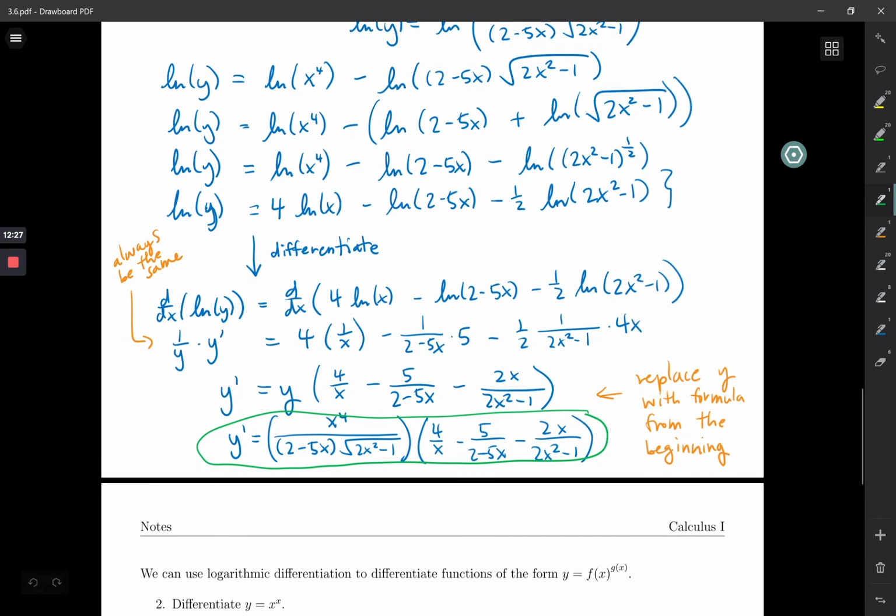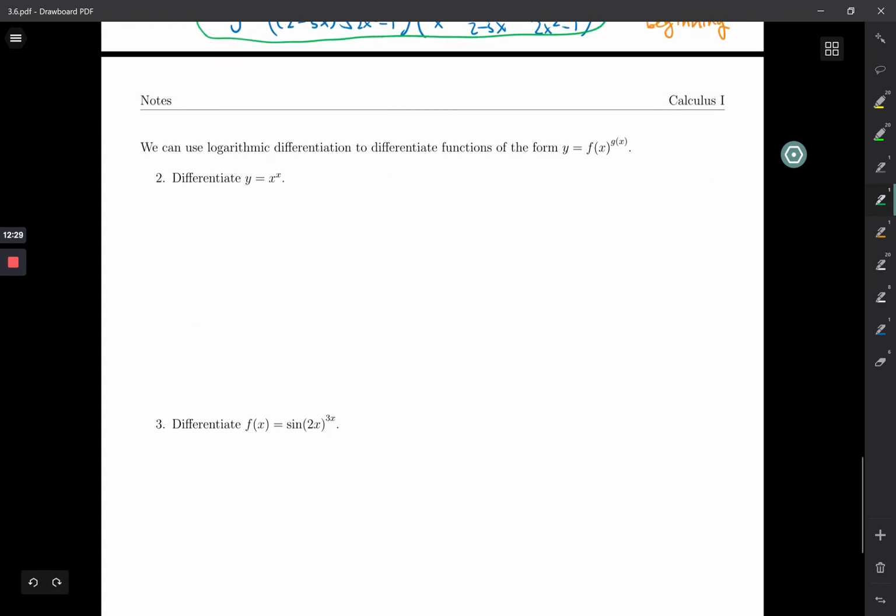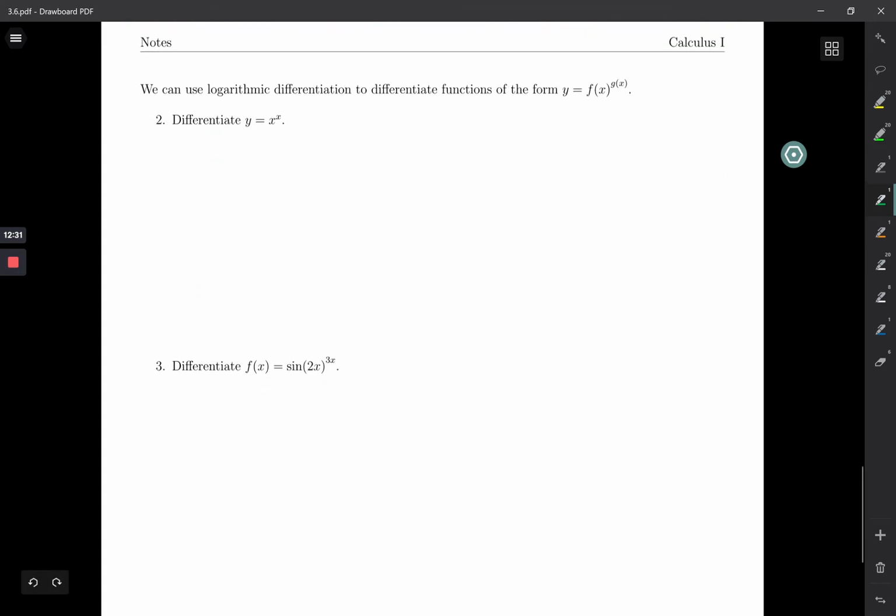Okay, and then I'll just finish up by talking about a particular type of function that we can now differentiate, now that we know how to do logarithmic differentiation, and that is functions of the form where you have one function taken to the power of another function. One example of this was that x to the x function that we looked at in class last time.